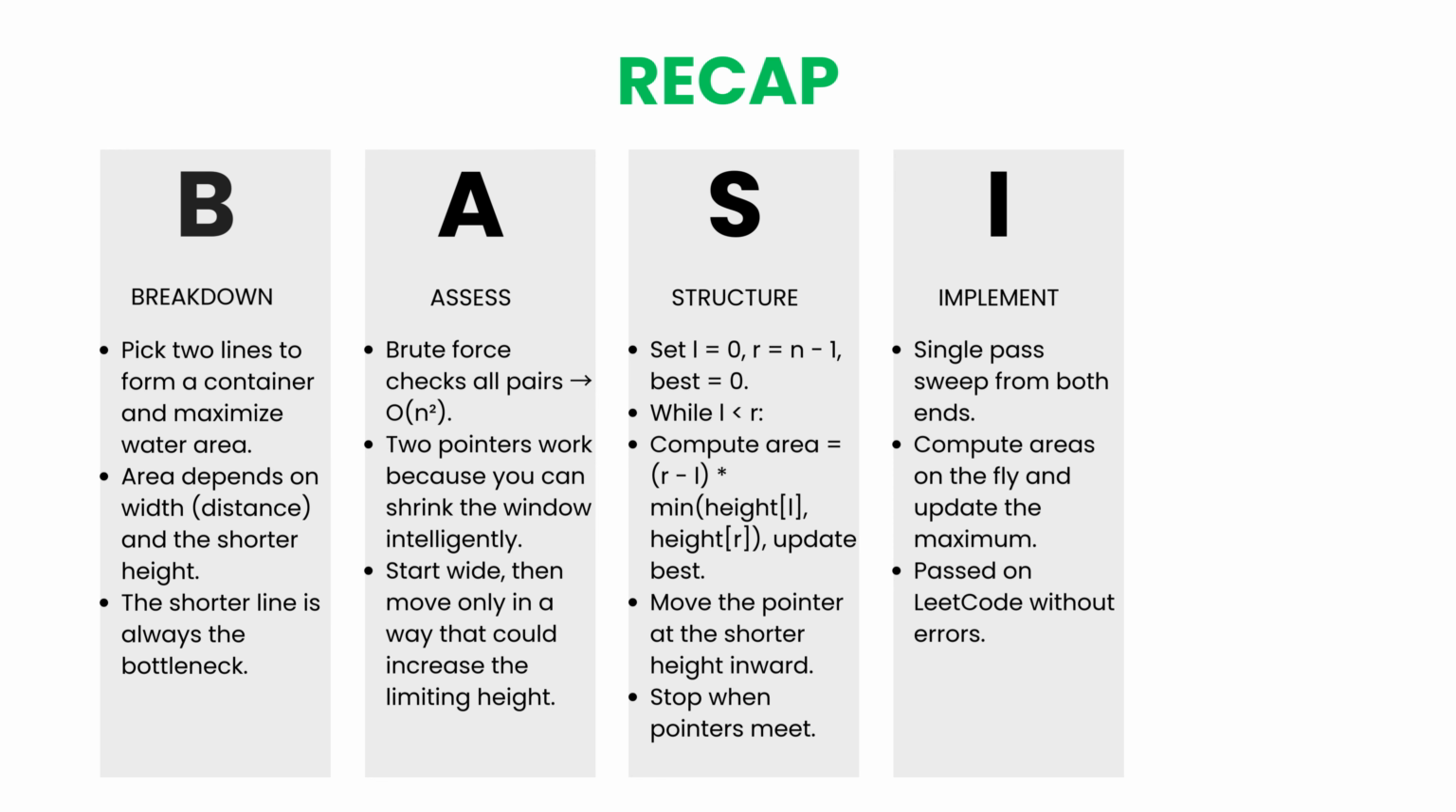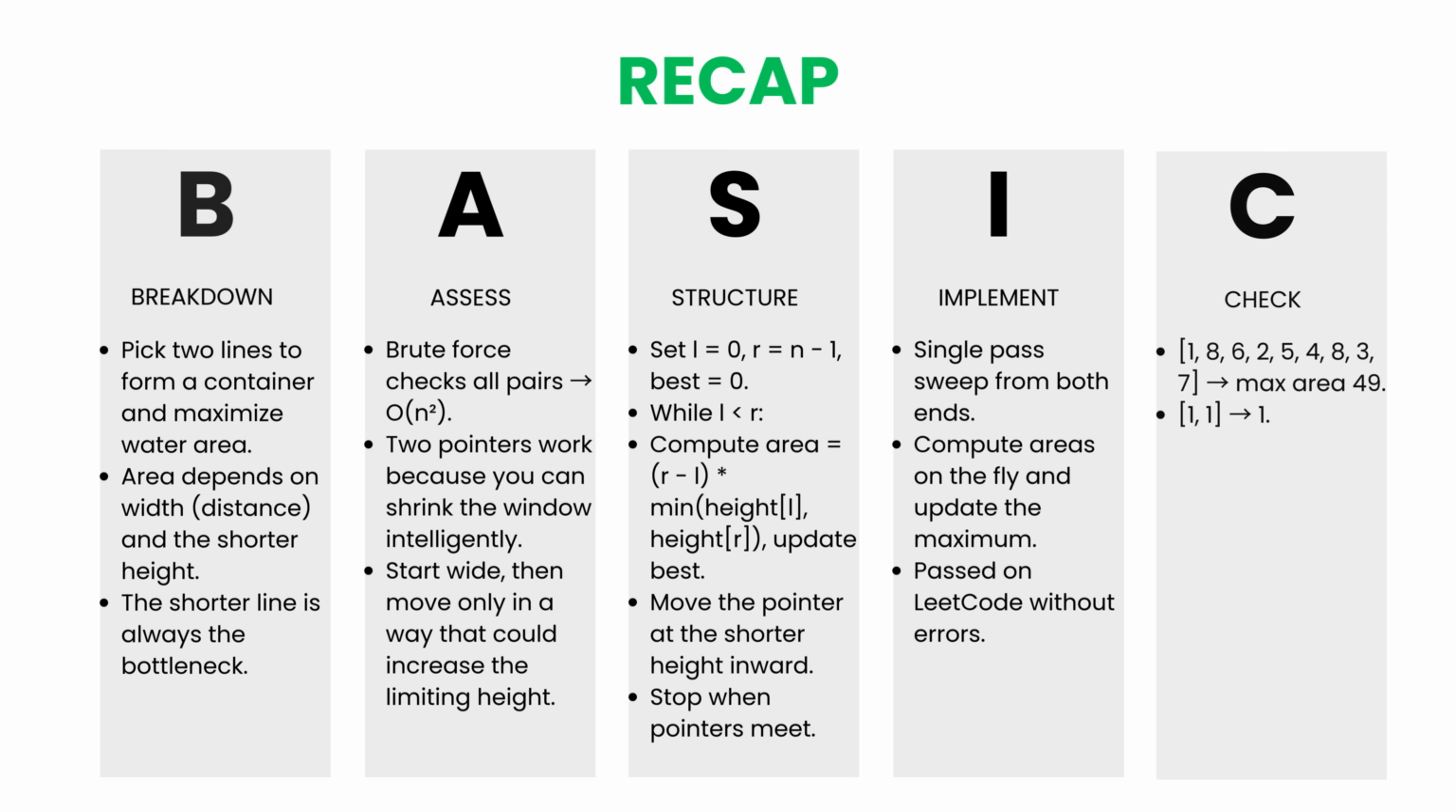We implemented this successfully on LeetCode without errors by sweeping inward from both sides, calculating areas as we go, and always choosing the pointer move that still leaves room for improvement. The logic stays simple, but it systematically finds the maximum without wasted comparisons. LeetCode test cases confirmed the approach. For [1, 8, 6, 2, 5, 4, 8, 3, 7], it correctly identified the best container formed by heights 8 and 7, giving a maximum area of 49. And for a small case like [1, 1], it correctly returned 1, matching the expected results.